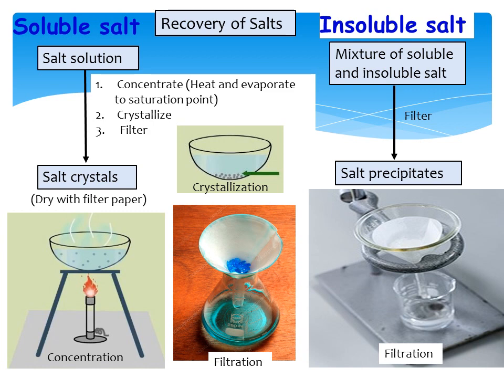Concentrate means you have to heat it and evaporate to the saturated point. Then you have to crystallize it, you have to cool it so that the crystals will appear. And then the final step is you have to filter it so that you can collect the crystals on the filter paper. And then simply you have to dry it and collect the filter paper's precipitates. But for the insoluble salt, the only particular method is filtration. You go for the filtration, and the insoluble salt will be on top of the filter paper and the soluble salt will be in the solution.